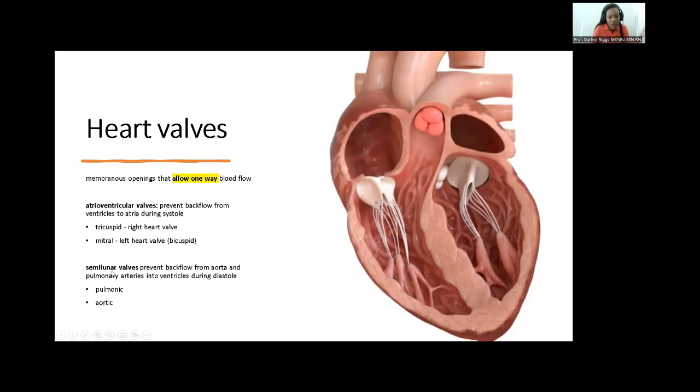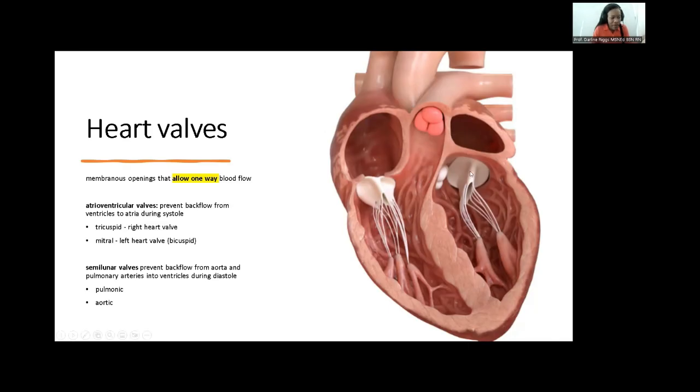Because sometimes you'll get questions where they say atrioventricular valves. If they use the words atrioventricular valve, they're talking about tricuspid and mitral bicuspid. If they say semilunar, they're talking about pulmonic and aortic. So it doesn't matter which one, they prevent backflow of blood. Okay, so your tricuspid would prevent backflow of blood going back into the right atrium.